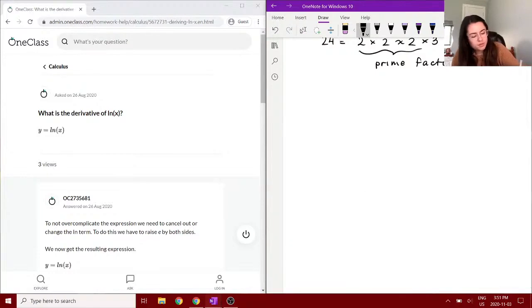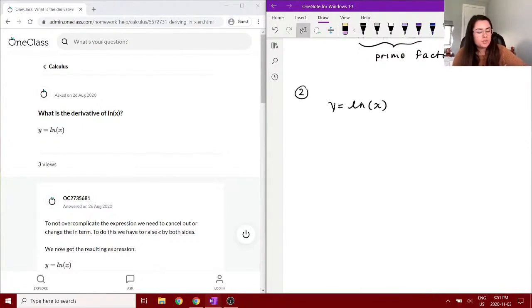Okay, so question number 2. This question asks, what is the derivative of ln x? So we have y equals ln x, and we want to find the derivative of this. What we want to do is change this into a different form so that it's easier to work with.